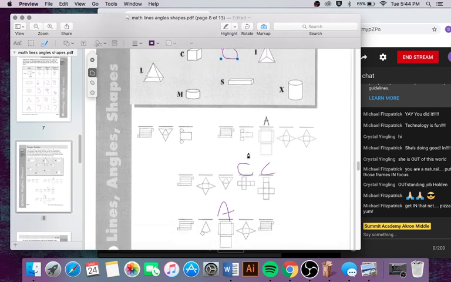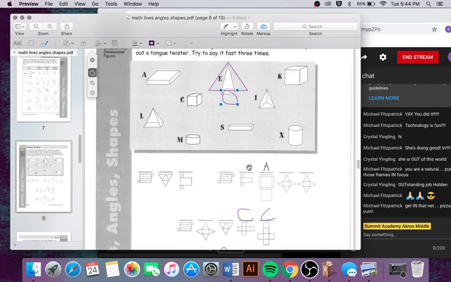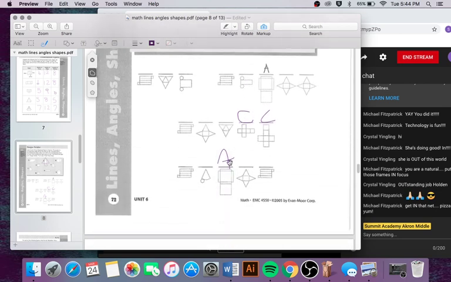So this one down here is pretty close to the one that I tried to draw. So that would make this E.